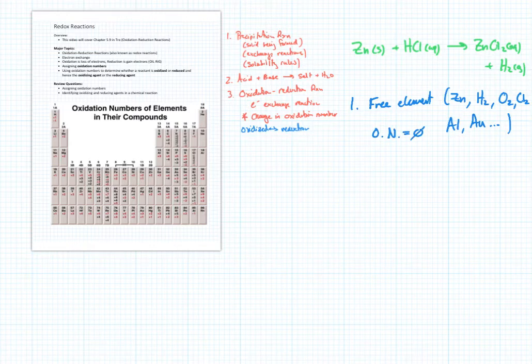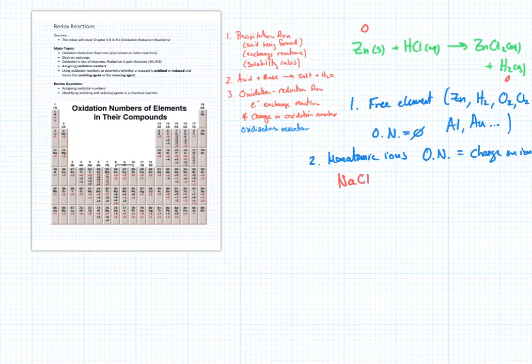So using this problem above, we can say that zinc has an oxidation number of 0, and we can say that hydrogen has an oxidation number of 0. All right, that's the first rule. Second rule is that for monoatomic ions, the oxidation number is equal to the charge on the ion. All right, so if we have a compound that is a monoatomic ion and we can identify what the charge state is, we can figure out what the oxidation number is.